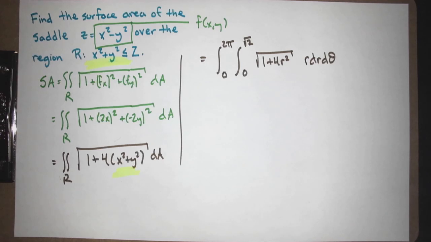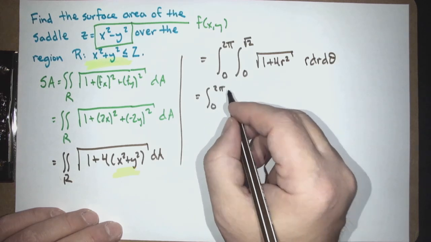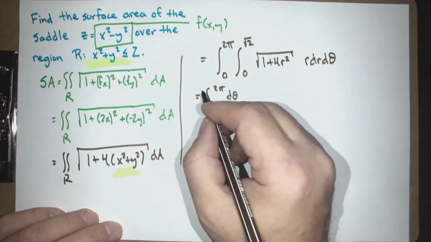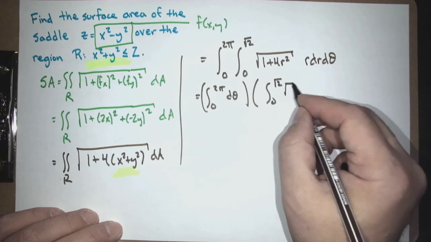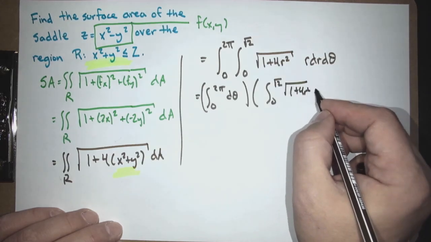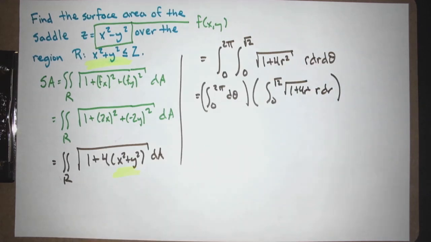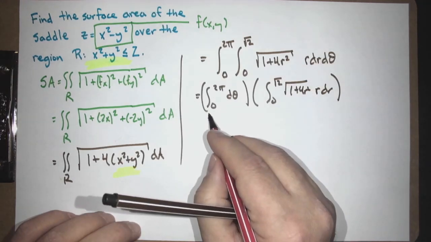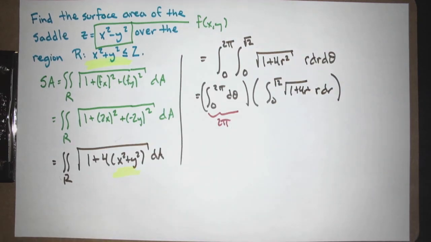Okay, so I'm just going to make a quick observation. This is an integral we can split into two integrals, 0 to 2 pi d theta. We'll talk about that integral, 0 to root 2, square root 1 plus 4r squared r dr. Okay, the integral from 0 to 2 pi d theta, no big surprises. What do you get? 2 pi. Nice. How do you integrate the square root of 1 plus 4r squared times r dr?